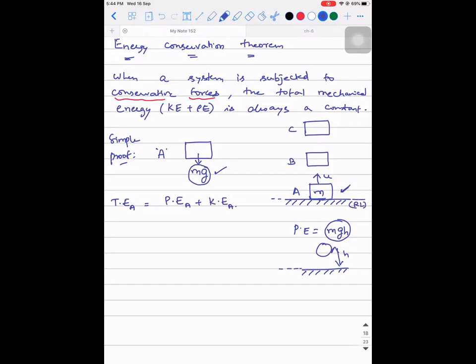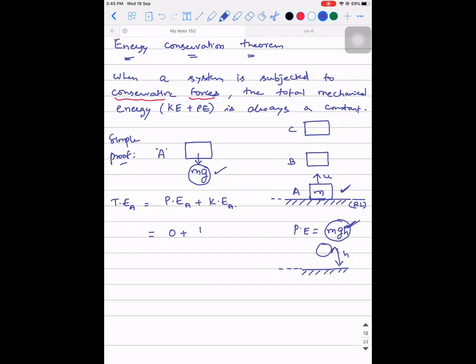RL stands for reference line, right? Now tell me, with respect to the reference line at point A, how high is the object? Is it at any height which is a considerable value? Okay. So what will be the potential energy at point A? So what is the value of h at point A? 0. With respect to the reference line, it will be 0.